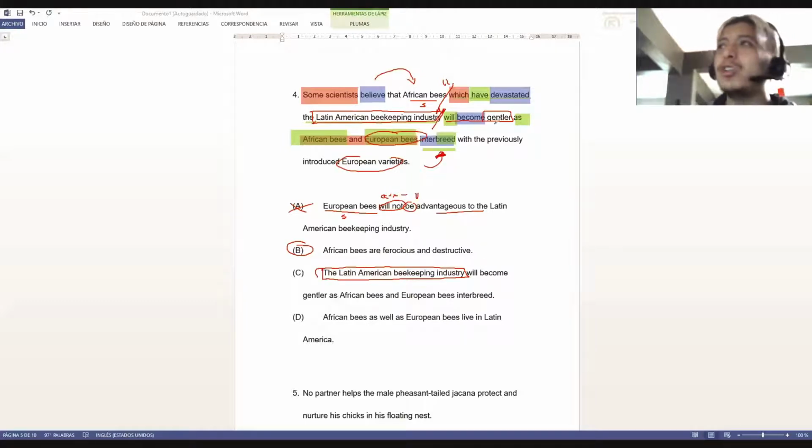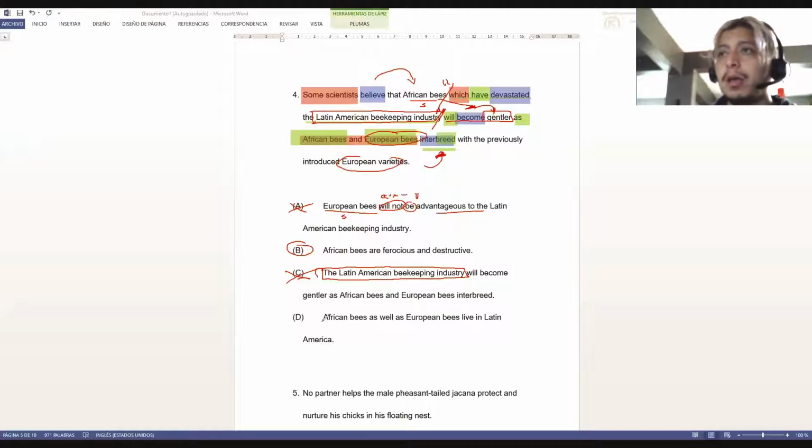No, no, no. Who is going to become gentler? The African bees will become gentler. The African bees, when they mix with the European varieties, will become gentler. That's what some scientists think. Okay? So this doesn't make any sense. The Latin American beekeeping industry is not the subject of anything. And the subject of becoming gentler is actually the African bees. They are the subject. They are the ones who become gentler.